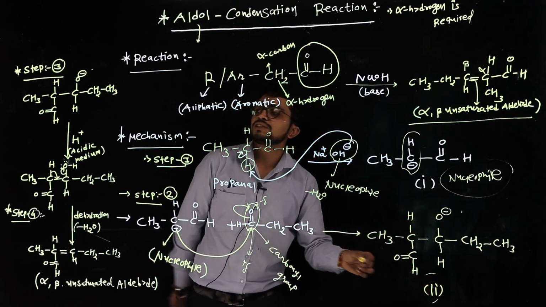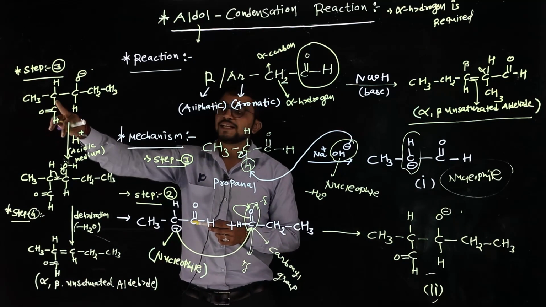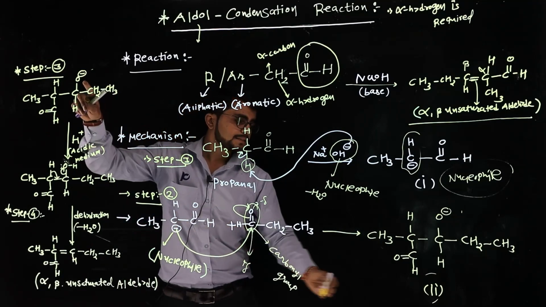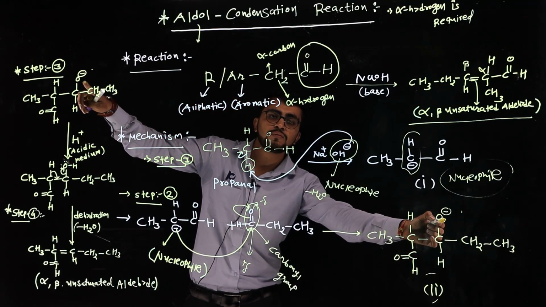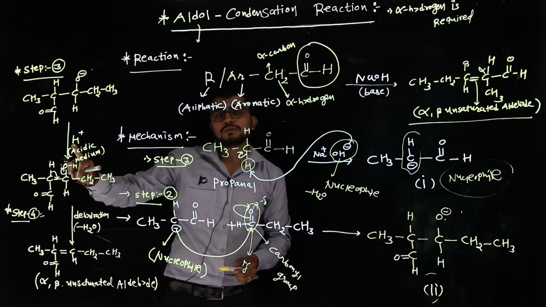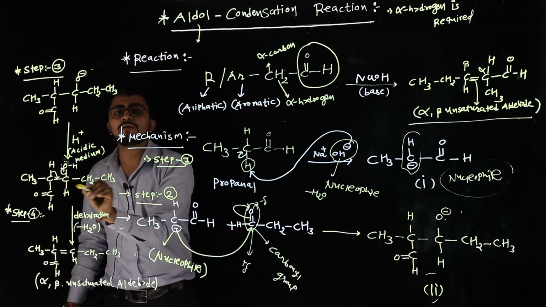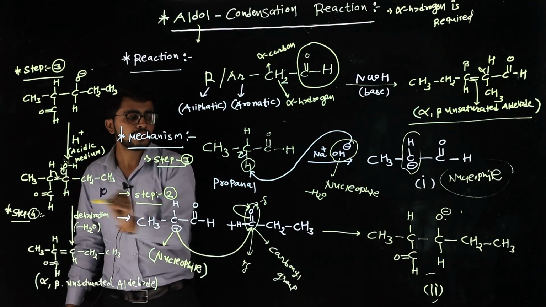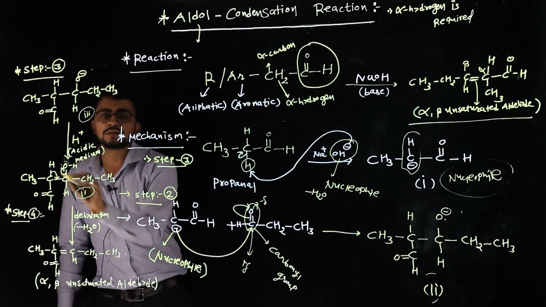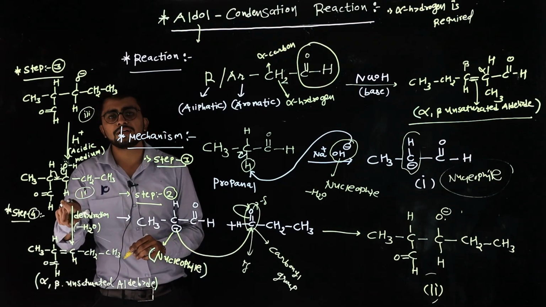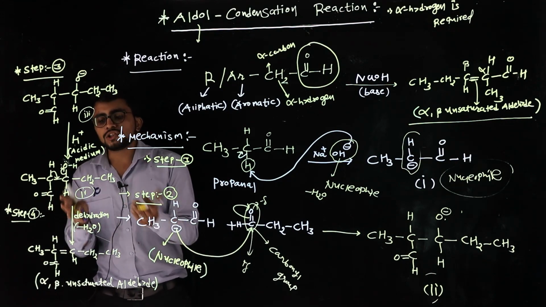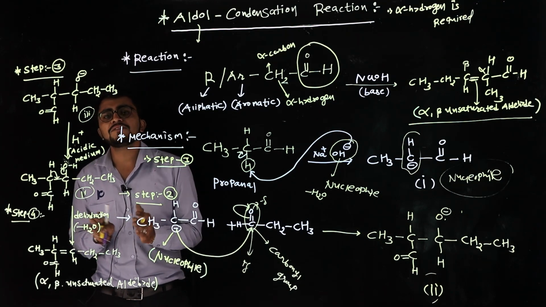After the second step, the third step is there. What is the third step? Acidification of this compound. In the second step, the oxide minus ion is formed, which accepts an acidic proton, so an alcohol-type product is formed. Then the last step, step number 4, is the dehydration of the step 3 product to form the final product.